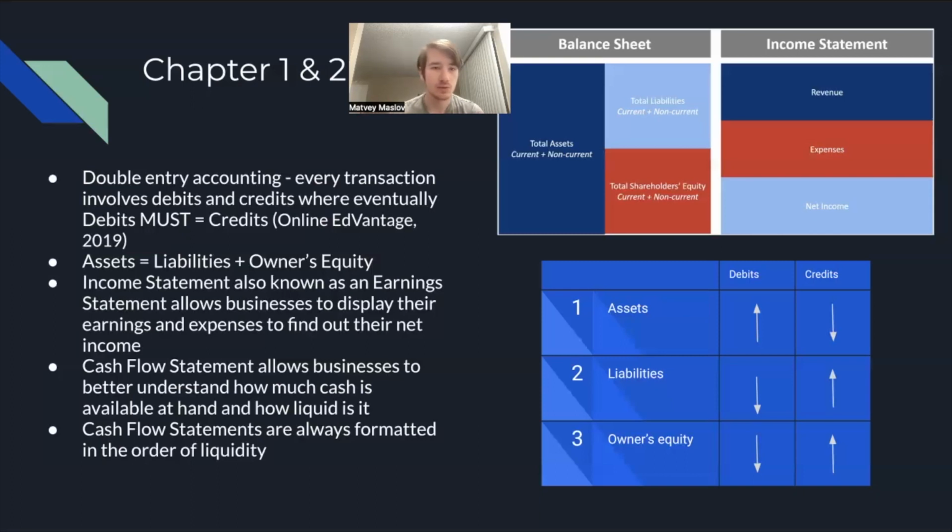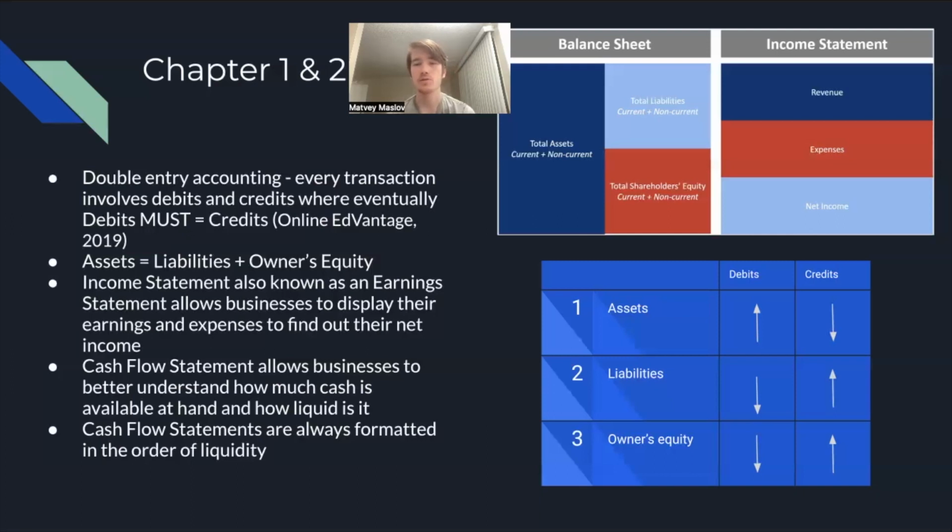And when it comes to the equation of assets equals liabilities plus owner's equity, it always has to be that equation, because if liabilities and owner's equity do not equal assets, it means that your balance sheet is completely wrong and you made a mistake somewhere that has to be fixed. And that's basically the definition of the balance sheet and how it has to be computed, with debits on the left side and credits on the right side.